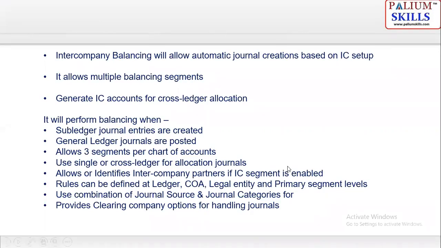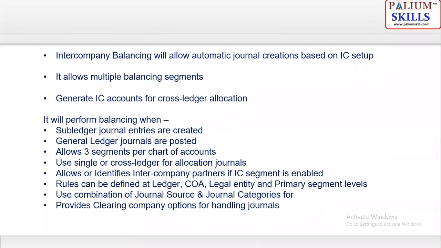At the balancing level, the journal entries are created, and the general ledger journals are also posted. Whenever a journal entry is posted, the intercompany balancing will get automatically generated based on the journals that are posted. It will allow three segments for every chart of accounts, so you have a primary, a secondary, and a third balancing segment that you can define.